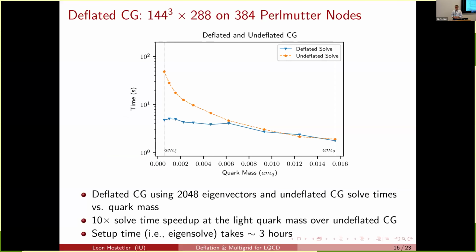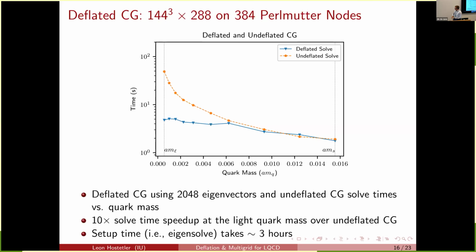Same kind of plot as before, but instead of CG iterations, I now show solve time. The orange curve shows the CG solve time. The blue curve shows the eigenvector deflation solve time. And if you take the ratio at the light quark mass of the two solve times, you get that 10x improvement. You'll see that the eigenvector deflation curve is essentially flat, meaning critical slowing down has been eliminated there.